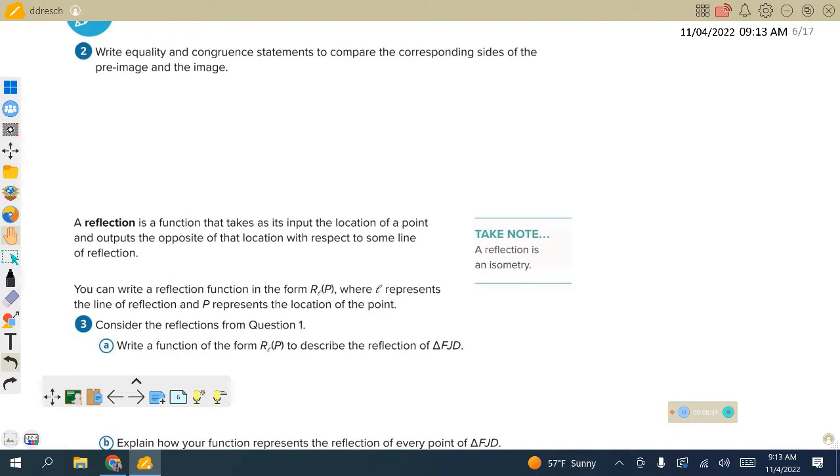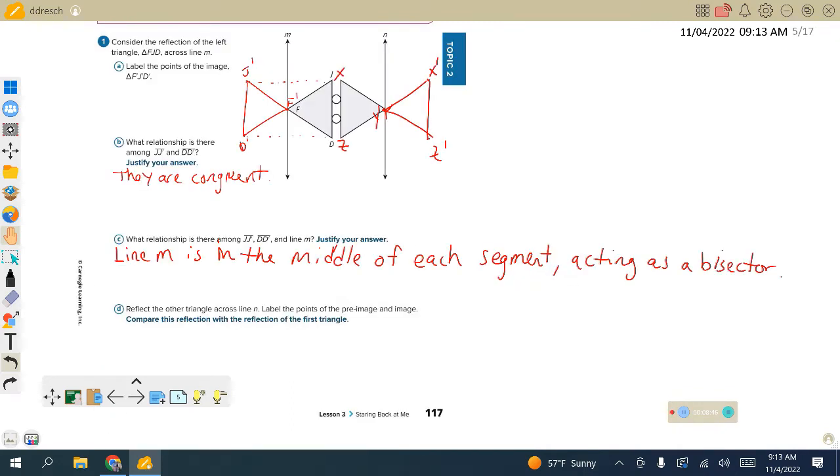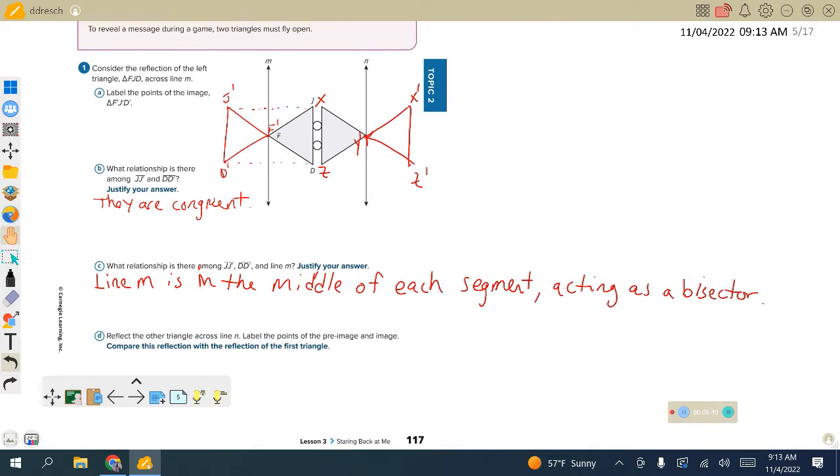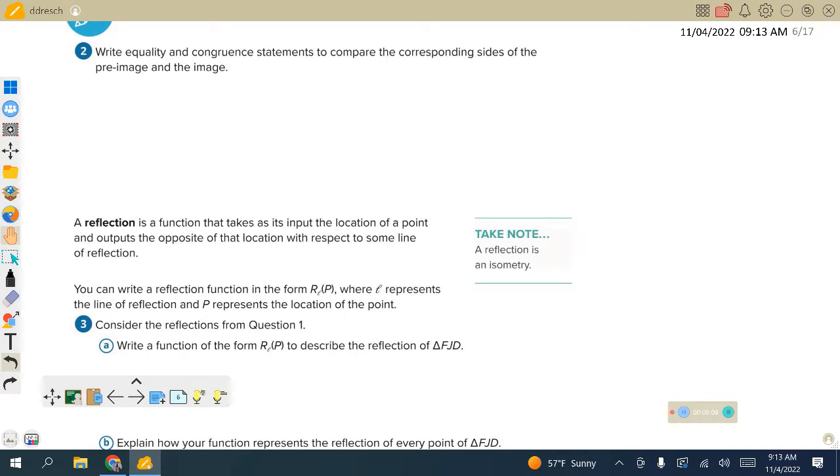All right, so this goes back to the homework question I think Lillian asked just a second ago. When it says write equality or congruent statements to compare the corresponding sides of the pre-image and the image, what do we mean by that? So let's go back to that JFD right here and its image. We have triangle JFD. So one of the side lengths is named what? JF, right? And what did JF then correspond to on the other image? J prime F prime, right?